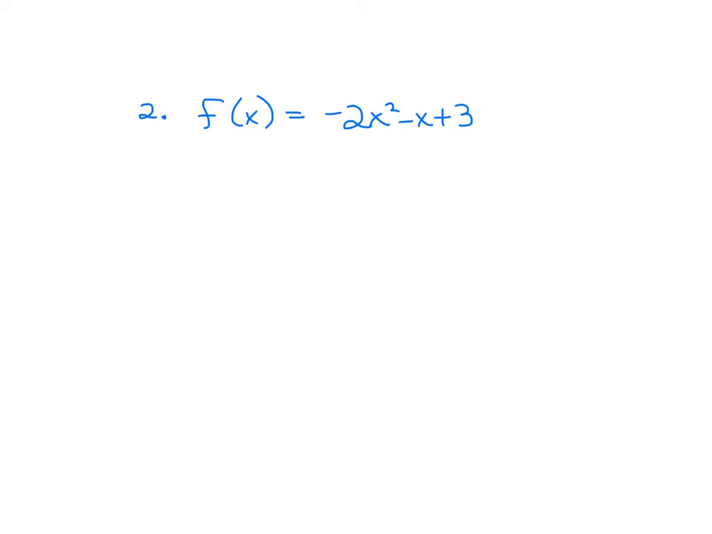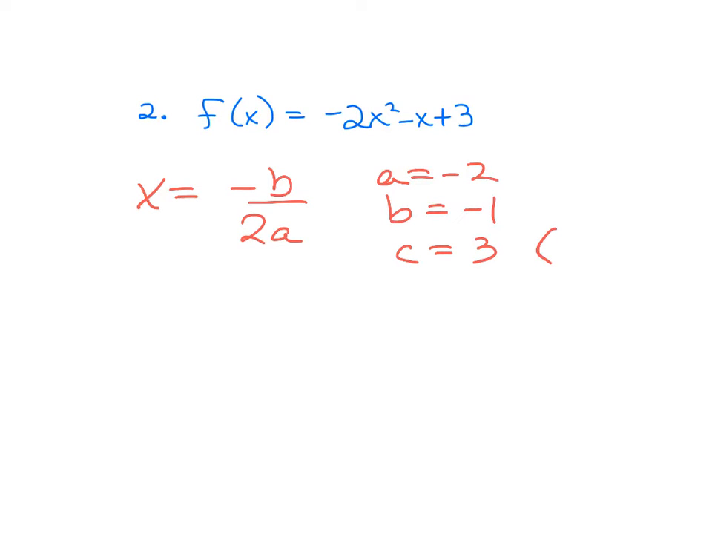Just looking at this, is this a happy or a sad parabola? Sad. So it's going to be opening downward. Okay, anybody know what the y-intercept is? 3. Good. So right away I could see that, and now I'm going to find the vertex by using the formula negative b over 2 times a. My a value is negative 2, my b value is negative 1, and my c value is 3, which is also my y-intercept.